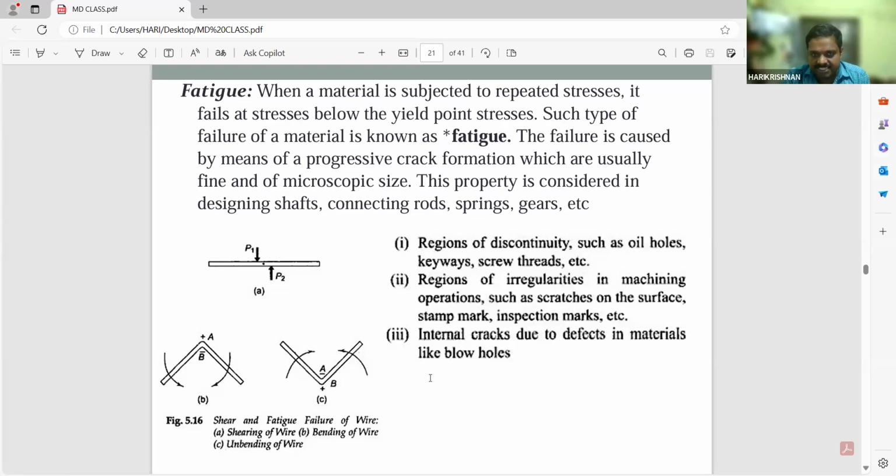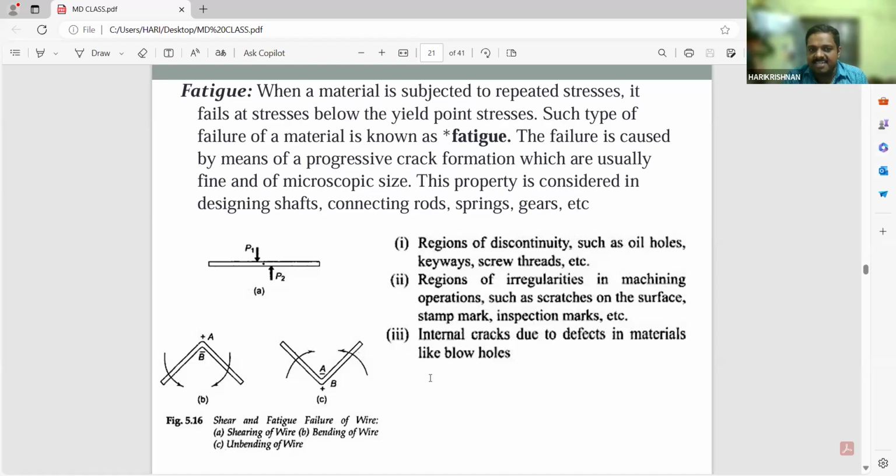So what do you mean by fatigue? Fatigue is nothing but when a material is subjected to repeated stress for a long interval of time, it fails at a stress below the yield point stress. Such type of failure is known as fatigue. The failure is caused by a progressive crack formation, which is usually fine and of microscopic size.